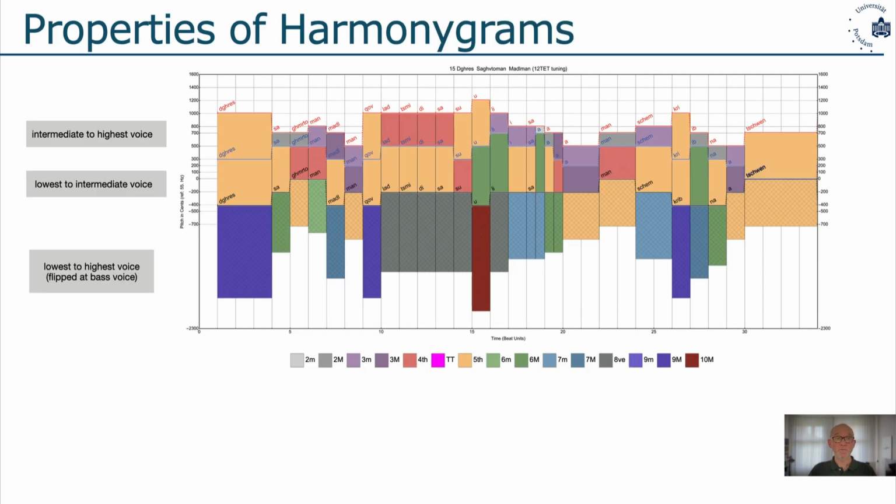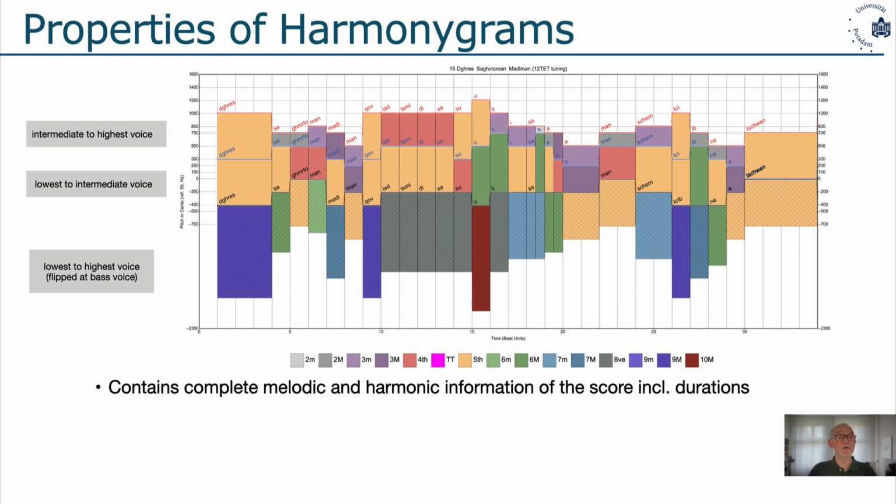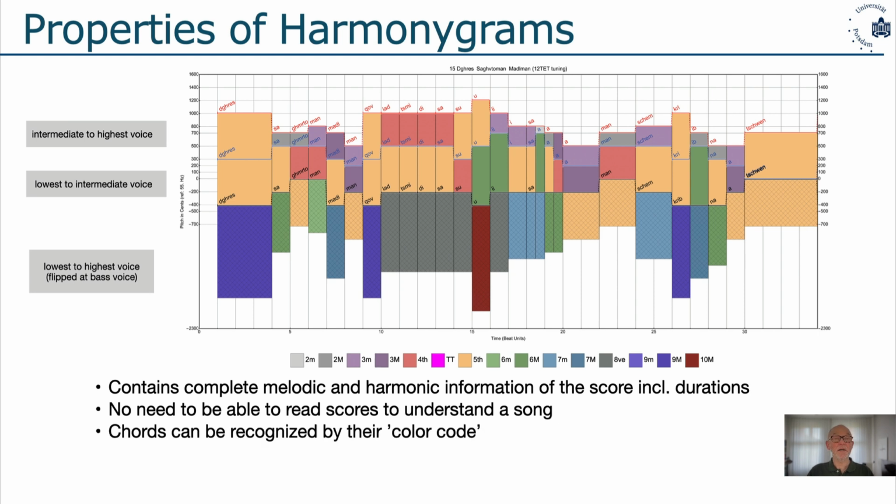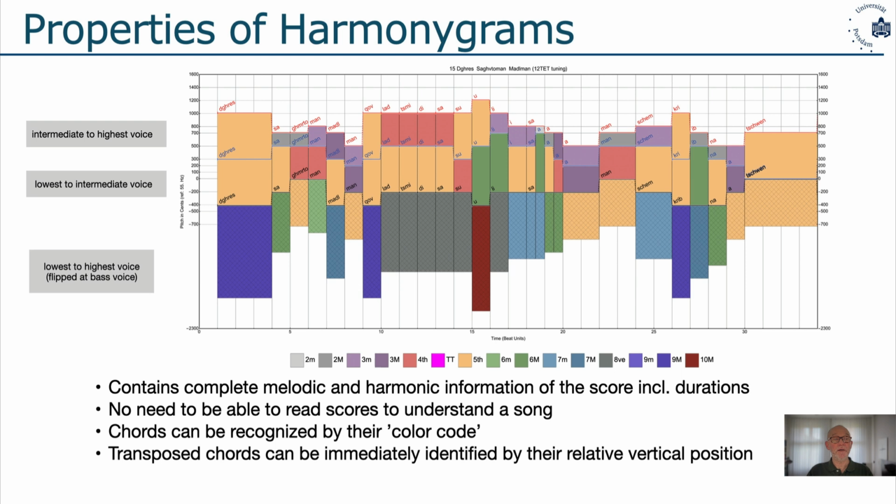Harmonygrams have really nice properties because they contain the complete melodic and harmonic information of a score, including the durations. There's no need to be able to read scores to understand a song. The chords can easily be recognized by their color code. Transposed chords can be immediately identified by their relative vertical positions, and chord progression patterns translate into image sequences which humans are very good at analyzing visually.